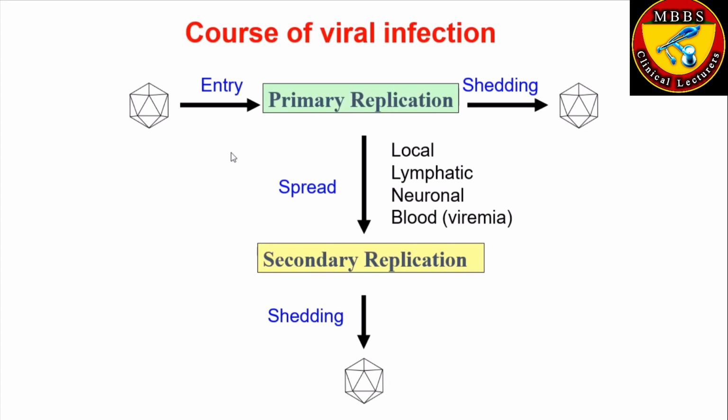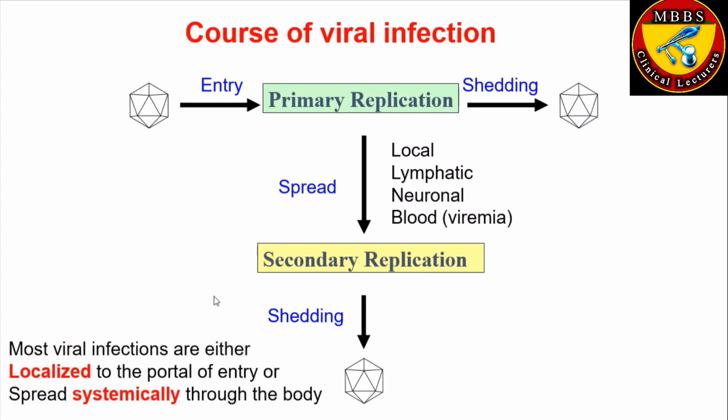Sometimes, from the local site of primary replication, the virus spreads either in the local area or through the lymphatics, the nerves, or the blood. Through all these routes they can spread to a secondary site, where replication occurs again in any organ. From there, shedding can occur again, and they are going to transmit the virus to other humans.